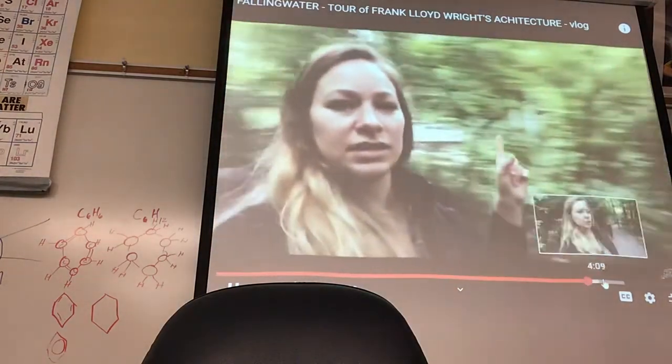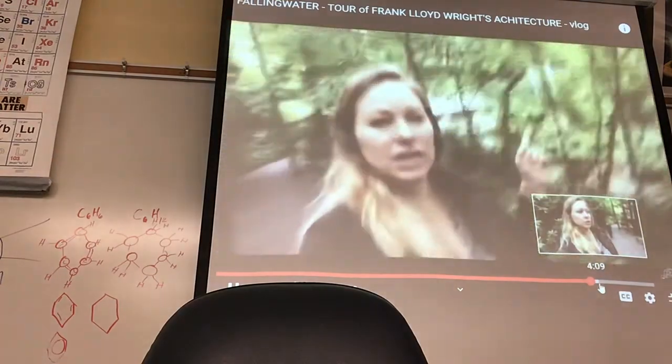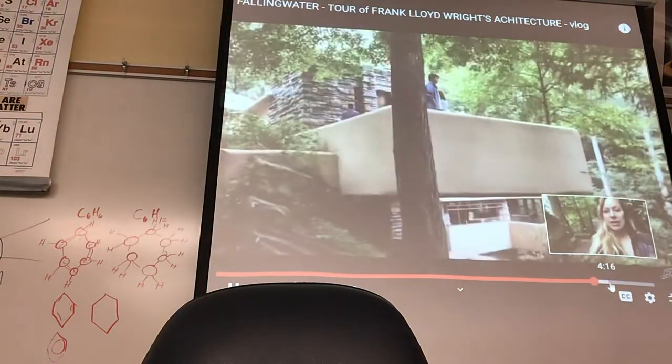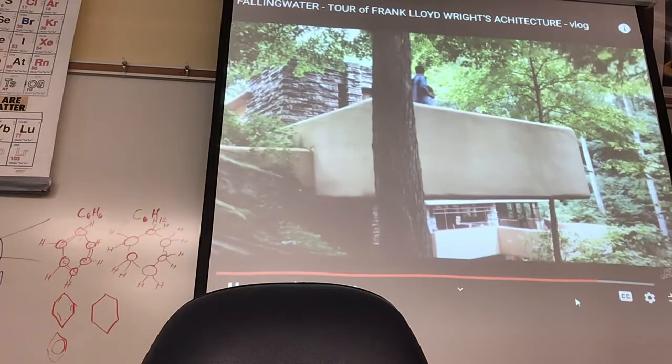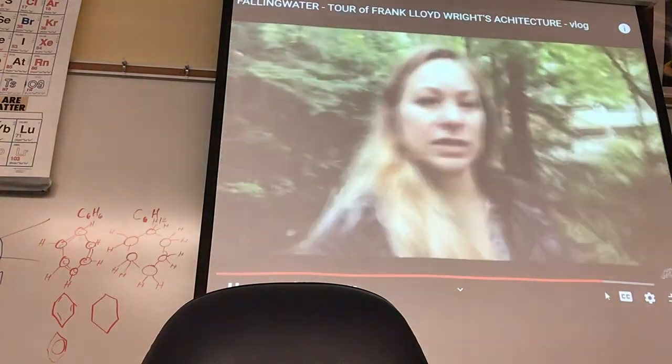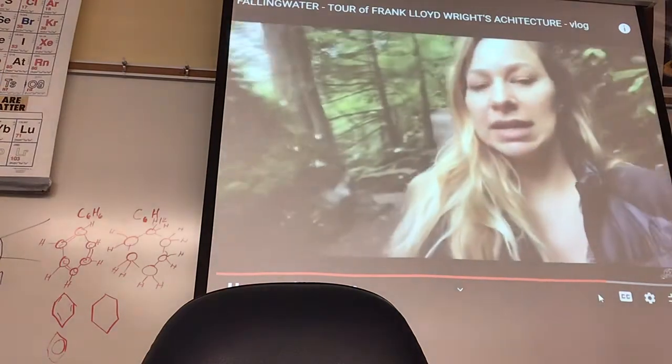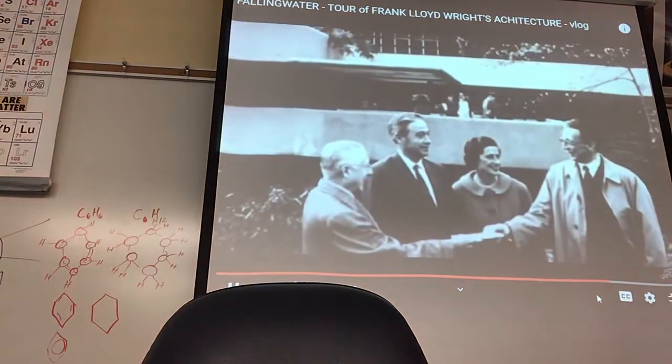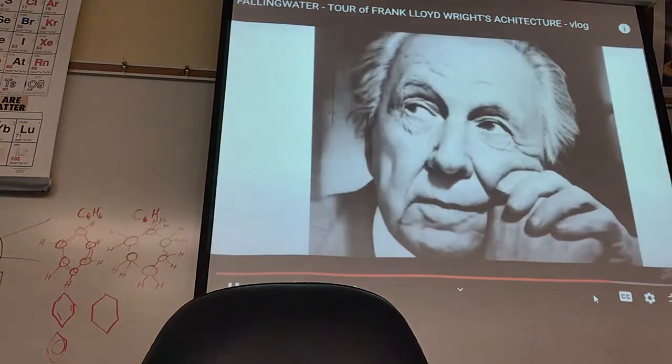So here you can see the exterior of the house. You can hear the falling water. And this is a National Historic Landmark. It's protected by the Pennsylvania Conservancy. So Fallingwater was built in 1955 by Frank Lloyd Wright, who was 67 when he built this.